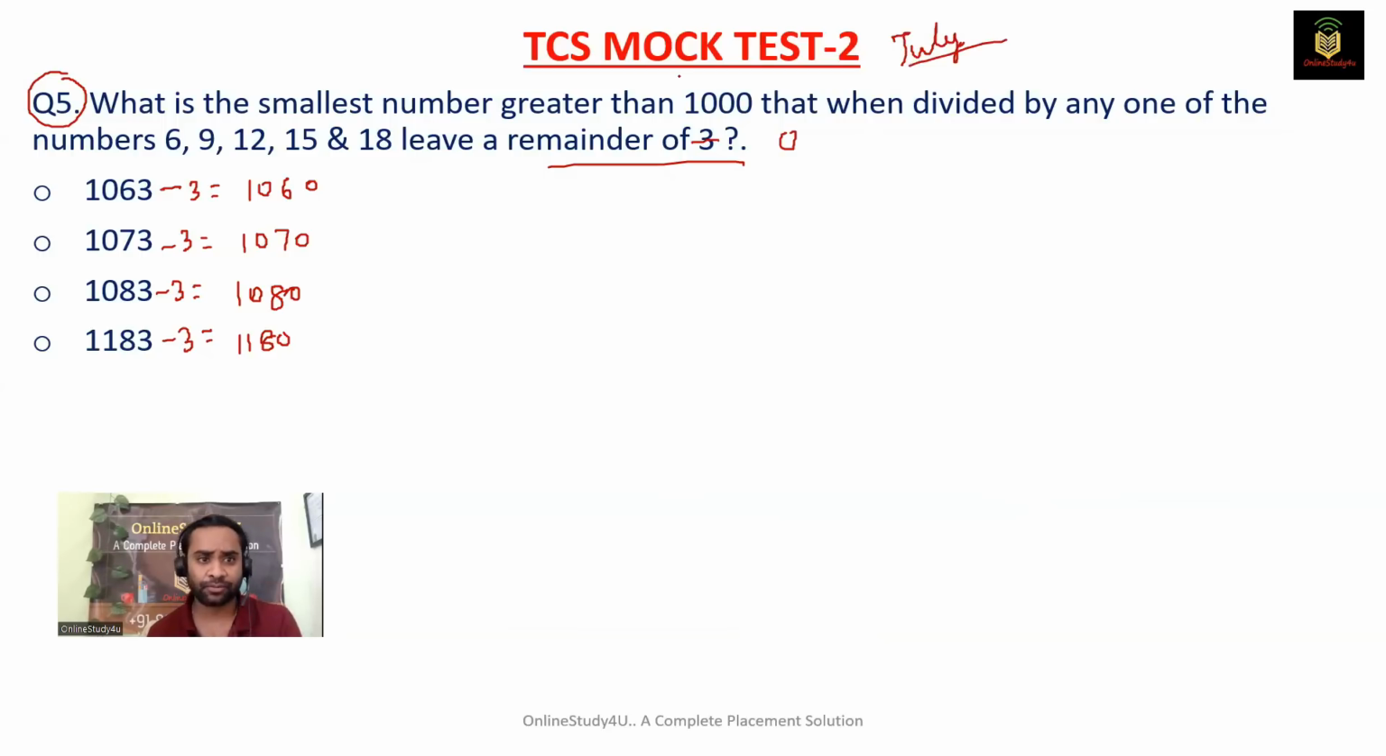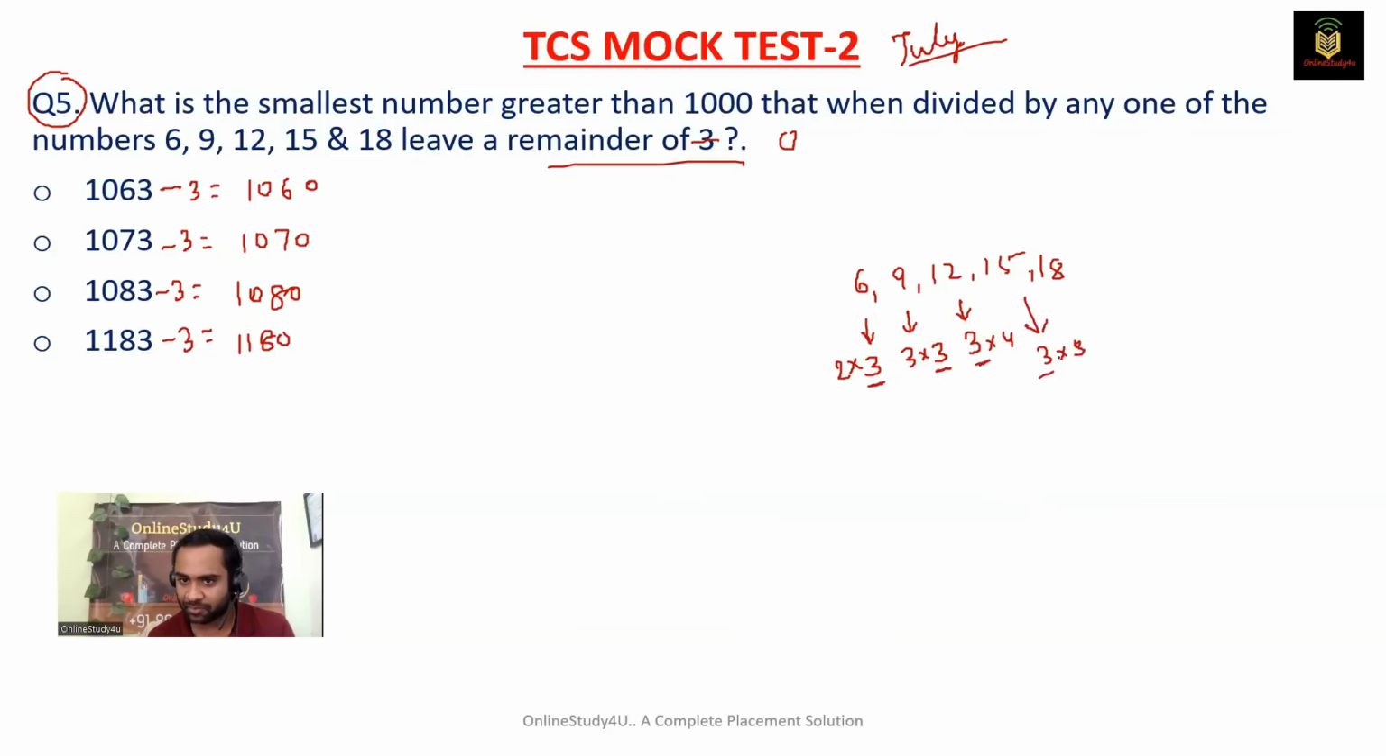So what they're asking is, when divided by any one of the numbers like 6, 9, 12, 15 and 18. One thing is common between all the numbers. If it is divisible by 6, it will be divisible by 2 and 3. If it is divisible by 9, it will be divisible by 3 and 3. If it is divisible by 12, it will be divisible by 3. If it is divisible by 15, it will be divisible by 3. If it is divisible by 18, it will be divisible by 3.